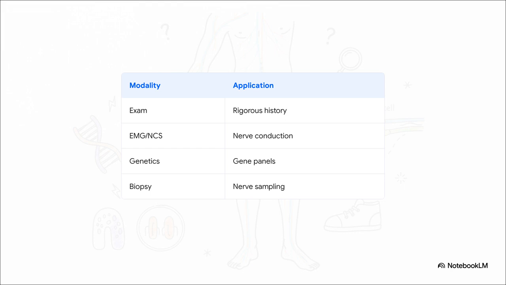Now, while EMG and NCS remain the gold standard for classifying neuropathies as either axonal or demyelinating, we have to acknowledge a major clinical limitation here. These tests are profoundly challenging, frightening, and physically painful for a pediatric patient. This frequently leads to poor patient compliance and ultimately technically limited or inconclusive results.